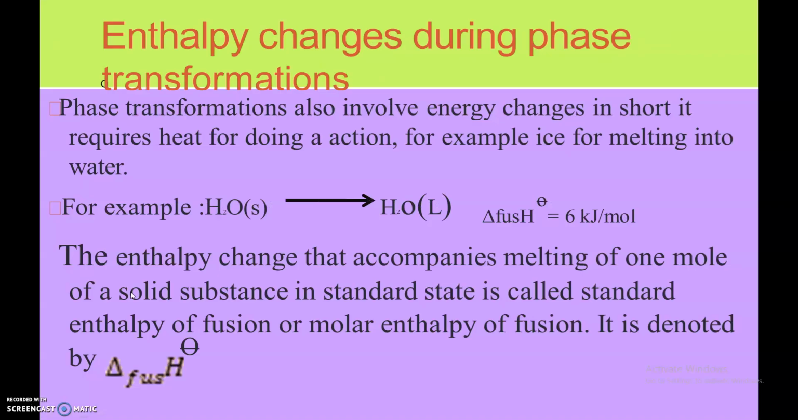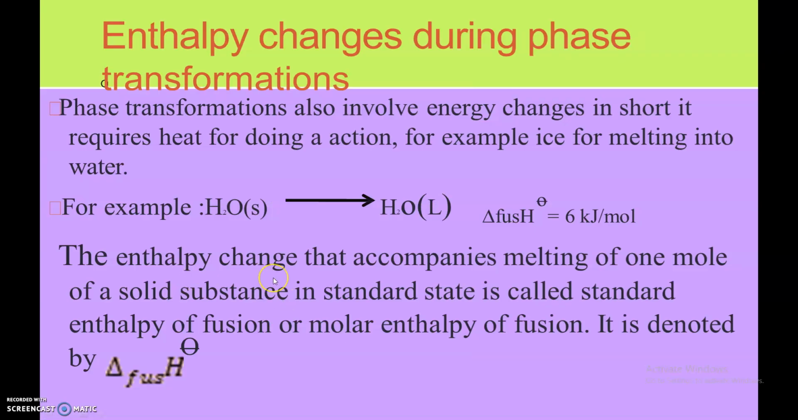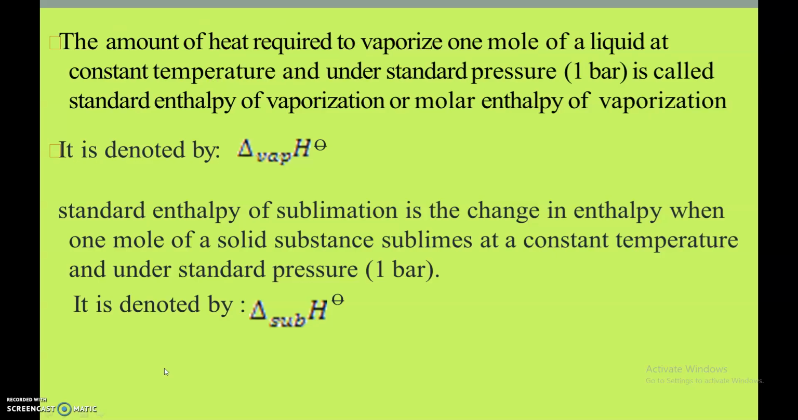So the enthalpy change that accompanies melting of 1 mole of a solid substance in standard state is called standard enthalpy of fusion or molar enthalpy of fusion. That is the enthalpy change for melting of 1 mole of solid substance. If it is in standard state, we call it standard enthalpy of fusion or molar enthalpy of fusion. It is denoted by delta H fus. So it is for the fusion process.